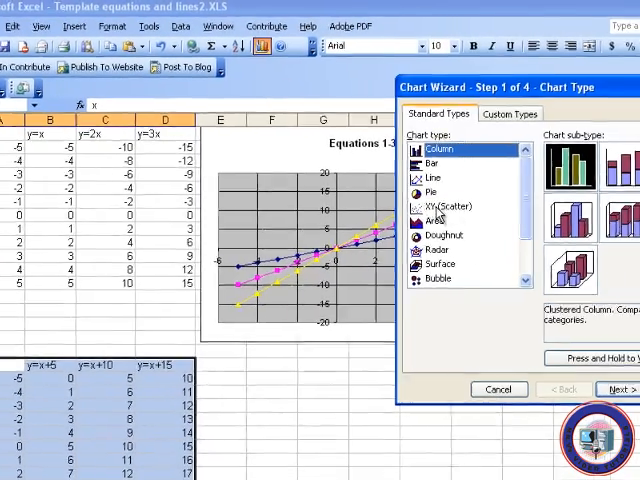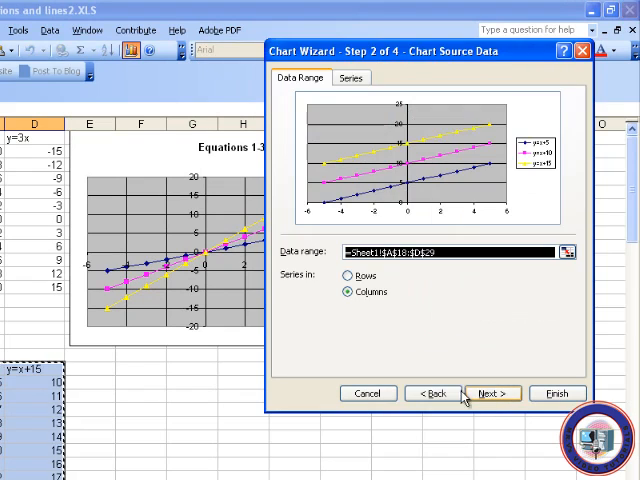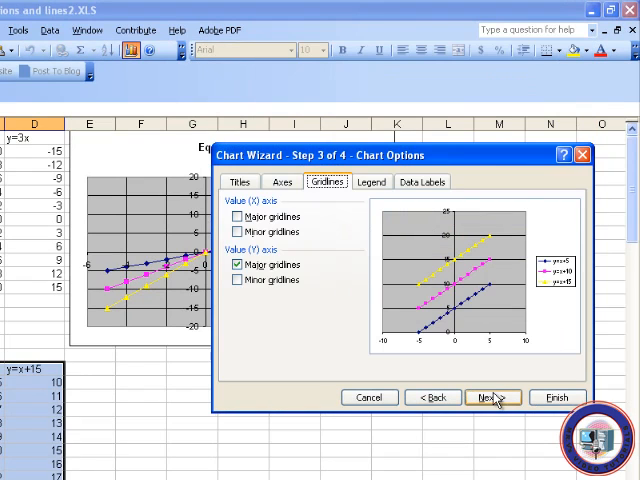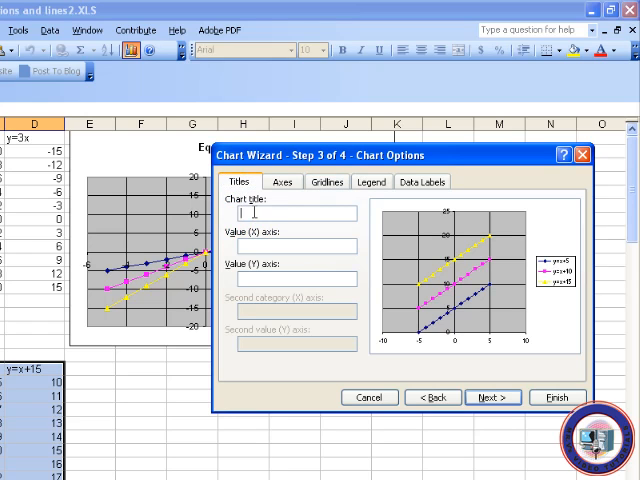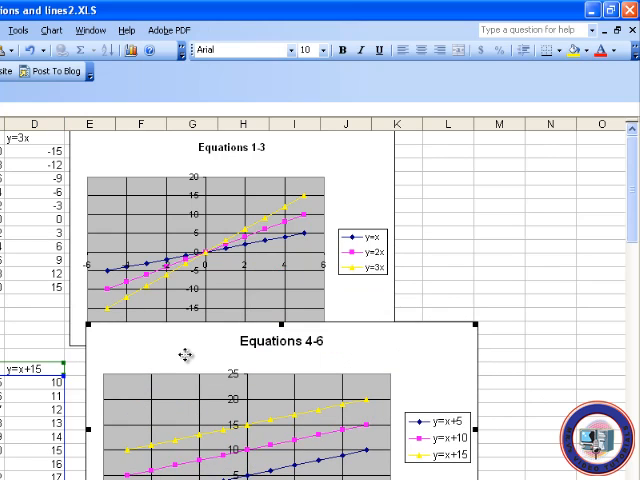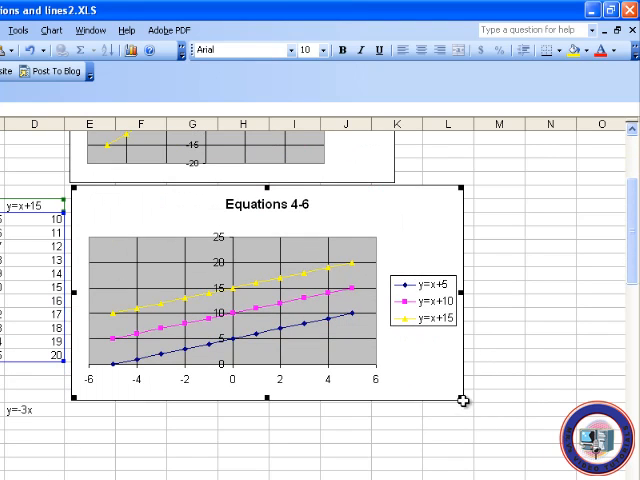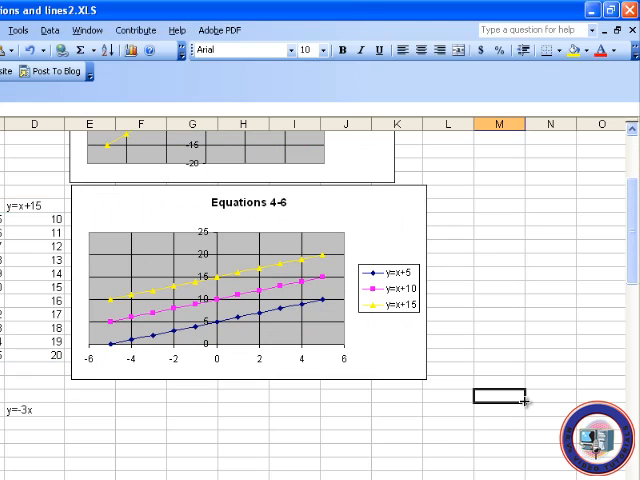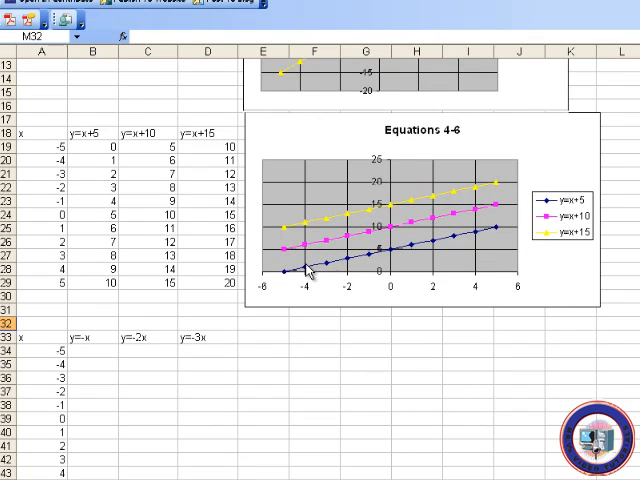Click on the chart, XY scatter, choose the middle one, go next, next, add your major grid line, go to your titles, equations, 4 to 6, next, and finish. And I'm correct with my evaluation. Exact same steepness because the slope is the same.